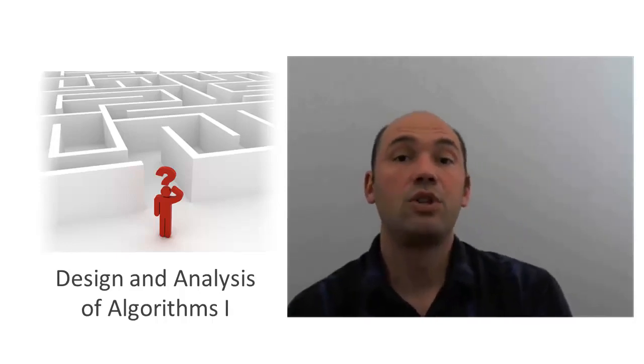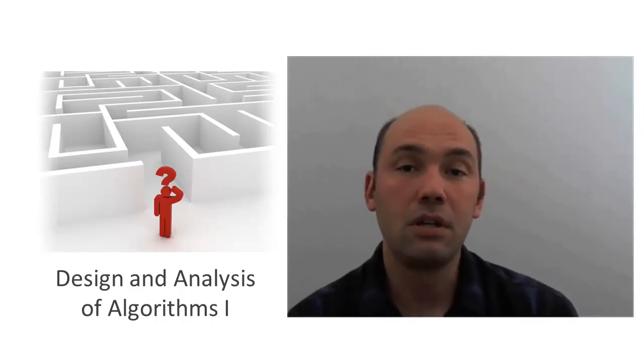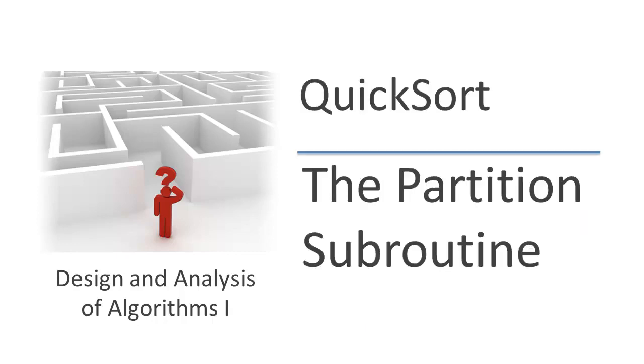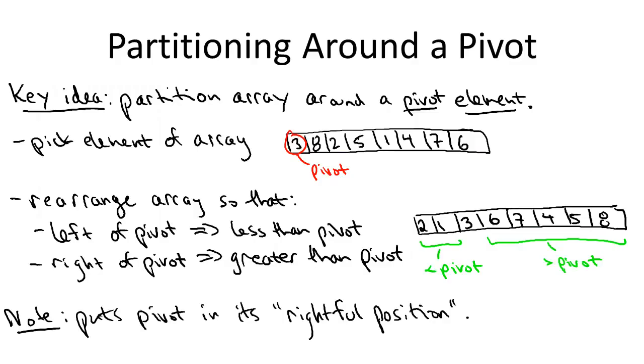The goal of this video is to provide more details about the implementation of the quicksort algorithm, and in particular here we're going to drill down on the key partition subroutine. So let me remind you what the job of the partition subroutine is in the context of sorting an array. So recall the key idea in quicksort is to partition the input array around a pivot element.